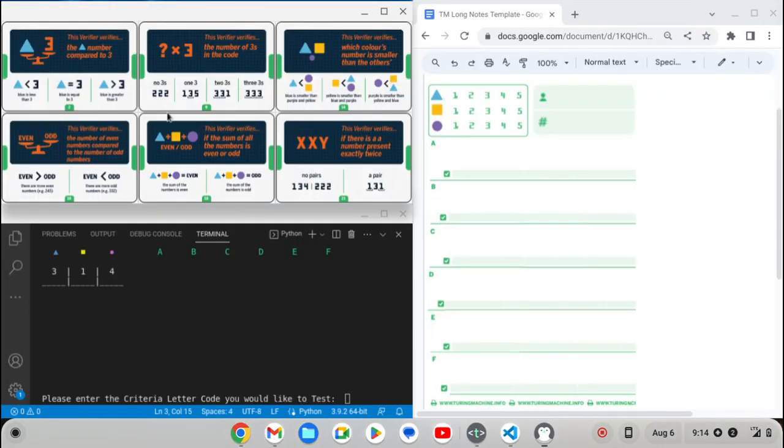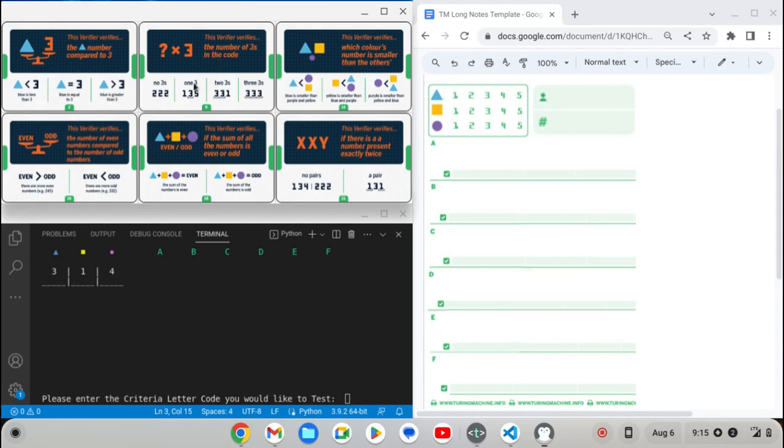So in the grid above, we've got our 6 criteria cards. On the top row, we've got criteria card A, criteria card B, and criteria card C. On the bottom row, we've got criteria card D, criteria card E, and finally criteria card F. Criteria card A looks at our first digit, the triangle digit, and compares it to the number 3. So should the value of triangle be less than 3? Should it be equal to 3? Or should triangle be greater than 3?